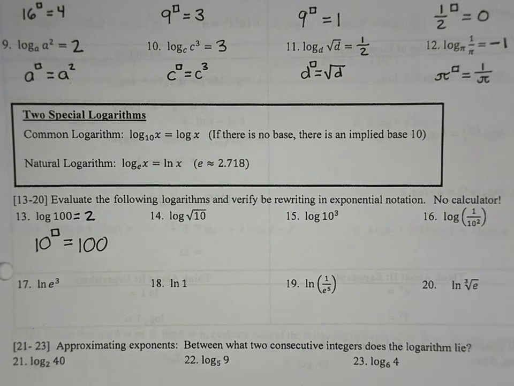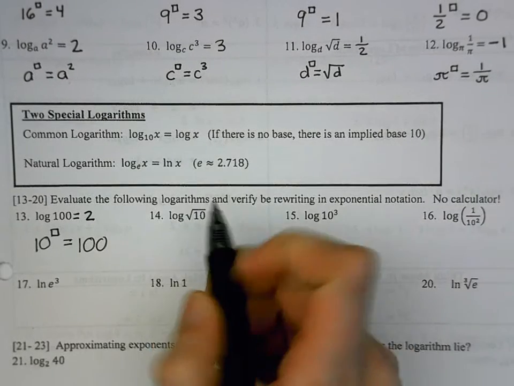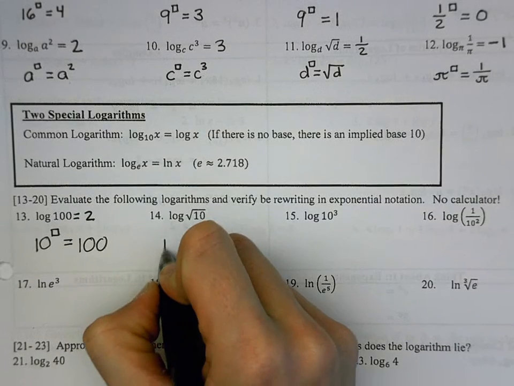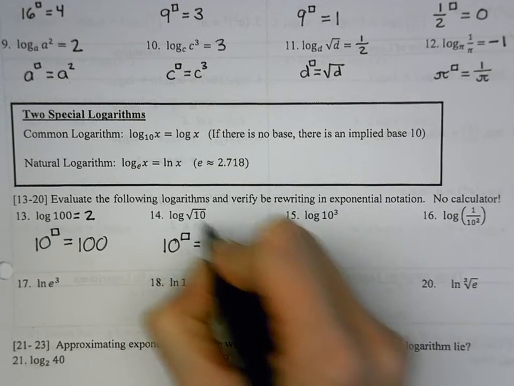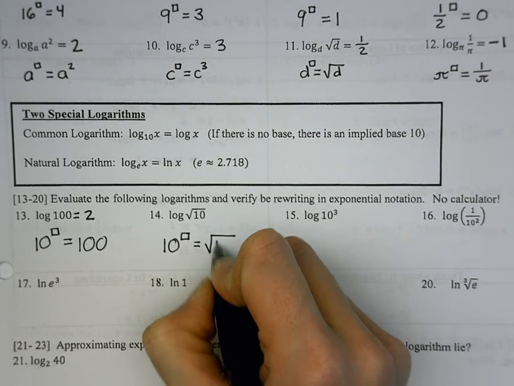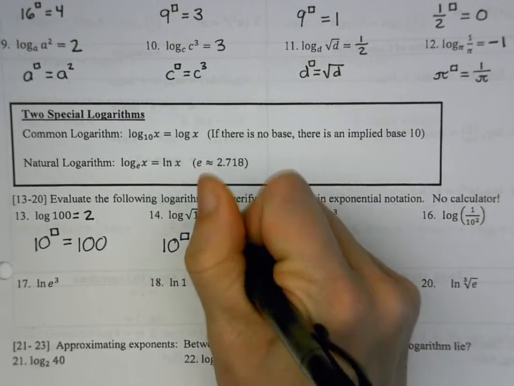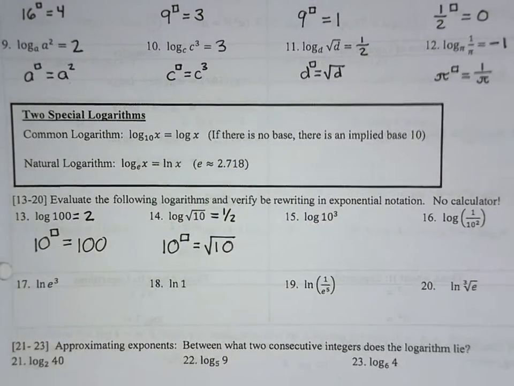Okay, number 14. Pause the video if you're going to. Number 14, we have a log without a written base. That means this is base 10. So the question is, well, what is its exponent, so that I would get root 10 as an answer, because root 10 is what's inside of the logarithm. Well, in this case, that exponent would need to be 1/2, because 10 to the 1/2 would be root 10.